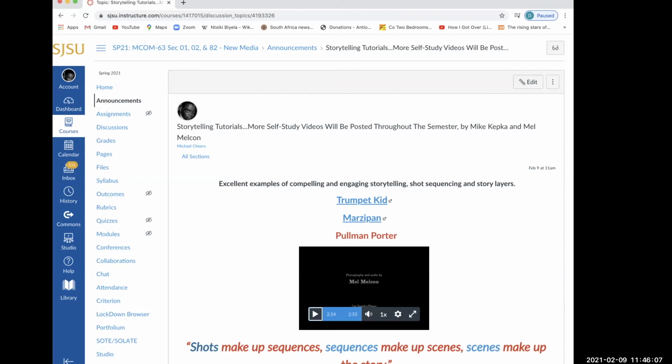The beauty of it is, go back between now and Thursday and study these 4 stories. Study Huntsville Station, Trumpet Kid, Marzipan, and Pullman Porter. Go back and reread chapters 1 and 2, and you'll see the interconnection of them. And at the same time, begin to assemble in your heads the storytelling aspects that you're going to need for your next assignment, letter to someone that I miss.